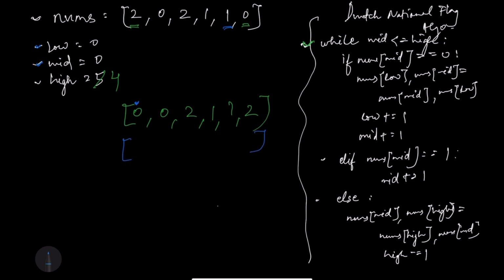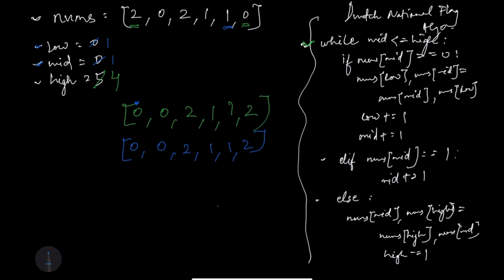Even though we swap, what will happen? It would stay right there. Our 0 would stay there. And we would increase both these pointers by 1. So our low would be 1, our mid would be 1.